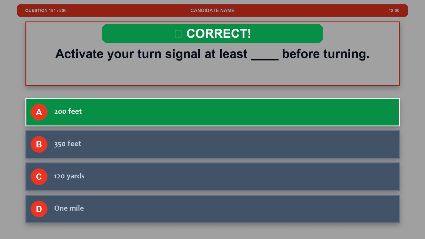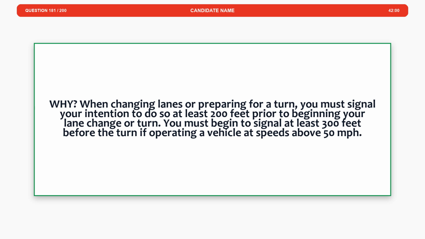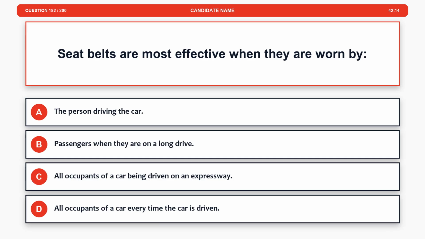The correct answer is option A, 200 feet. Explanation. When changing lanes or preparing for a turn, you must signal your intention to do so at least 200 feet prior to beginning your lane change or turn. You must begin to signal at least 300 feet before the turn if operating a vehicle at speeds above 50 miles per hour.